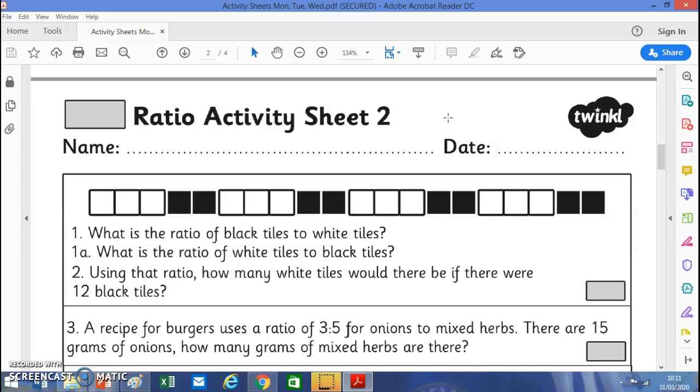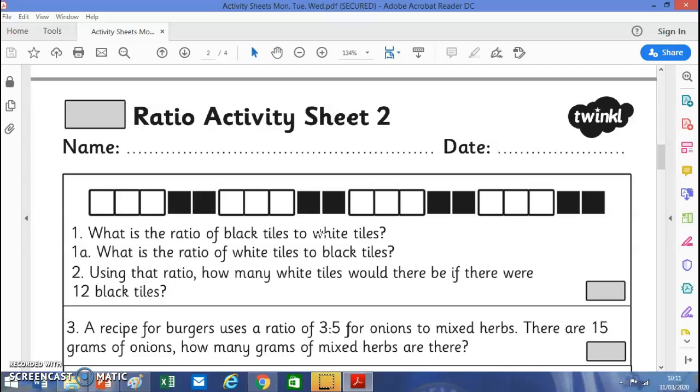The first question is back to the black and white tiles. It's asking you what the ratio of first of all black to white is. Remember that you need the number of black first before you put the number of white, and you can simply count them, and they've grouped them nicely for you. The next one is asking you to do it the other way around, remembering to do the number of white first and then the number of black. It's asking you now a slightly more challenging question.